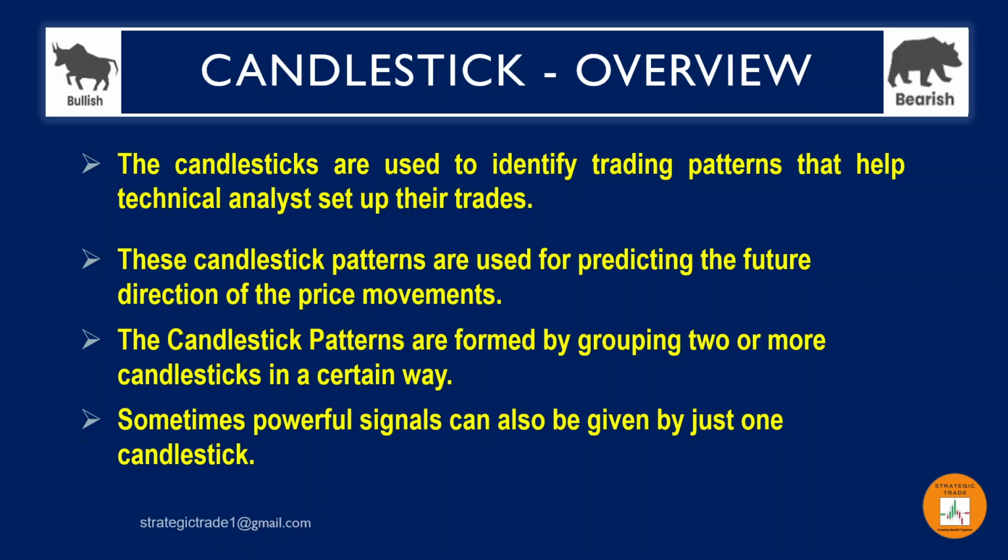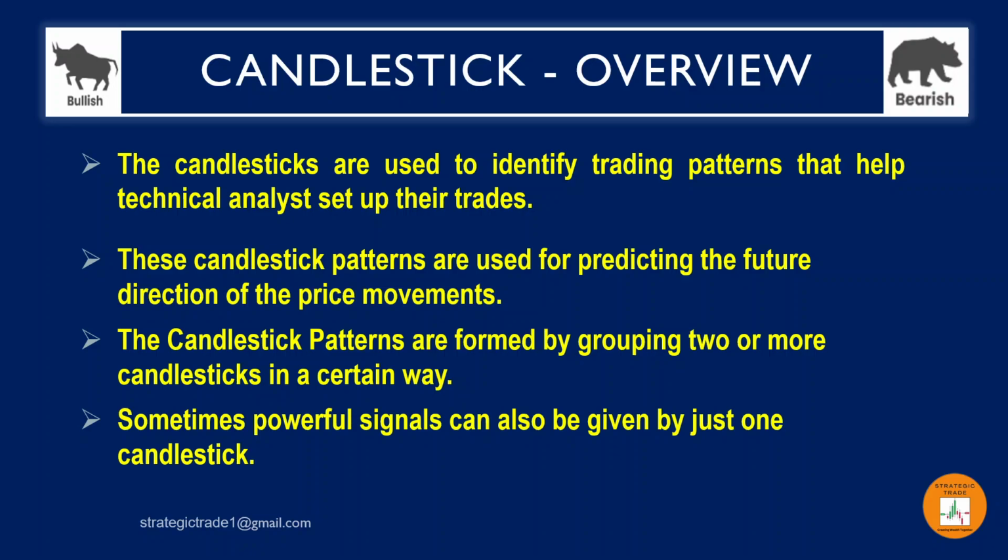That is why this Japanese candlestick was created, for easy reading of price movement for trading. Whether it is stock trading, commodity trading or currency trading, any type of trading, these candlestick patterns are there, and with them we can identify things. These patterns are used for predicting the future direction of price movement, because based on the candlestick we can predict what the buyer domination and the seller domination are. With that we can identify the future price movement.